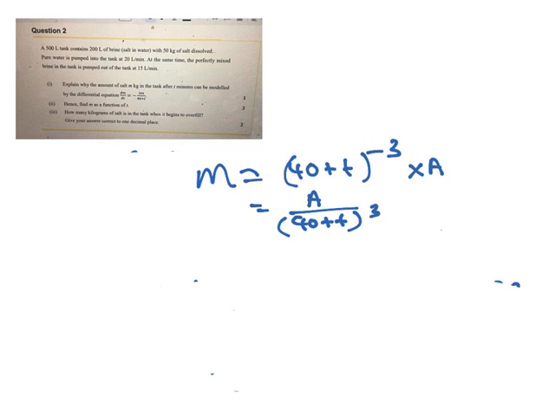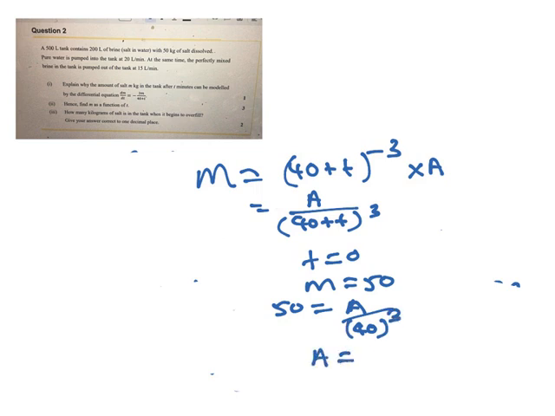And then when time equals 0, m equals 50, and 50 equals a over 40 cubed, and a will end up being 35,000.